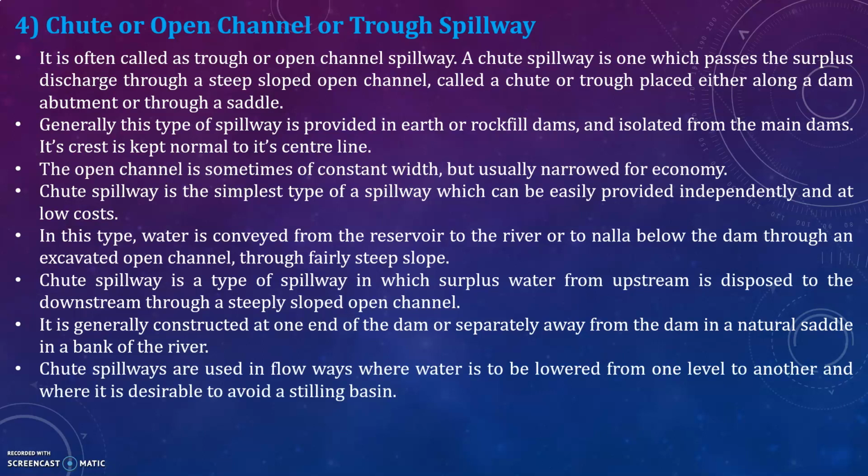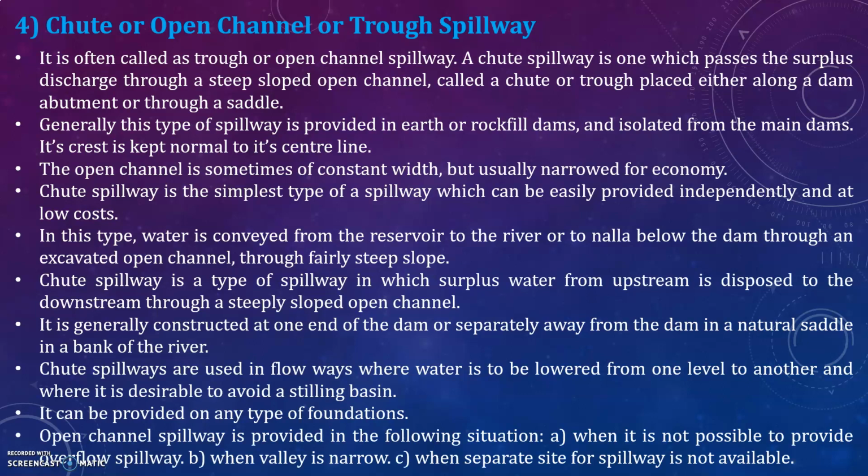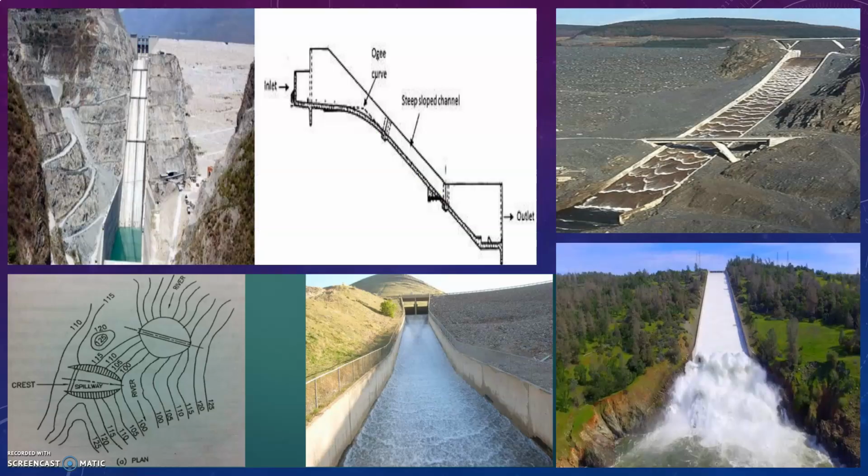Chute spillways are used in flowways where water is to be lowered from one level to another and where it is desirable to avoid a stilling basin. It can be provided on any type of foundation. Open channel spillway is provided in the following situations: when it is not possible to provide overflow spillway, when the valley is narrow, when a separate site for spillway is not available. This is a chute or open channel spillway.